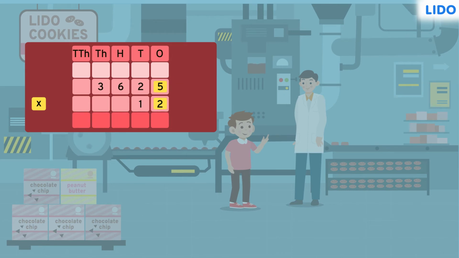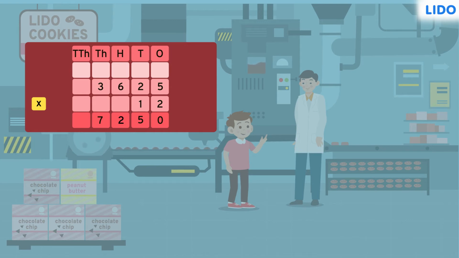5 multiplied by 2 is 10. So we write 0 in the ones place and carry over 1 to the tens place. 2 multiplied by 2 is 4 plus the 1 we carried over gives us 5. 6 multiplied by 2 is 12. We write 2 below in the hundreds place and carry over 1 to the thousands place. 3 multiplied by 2 is 6 plus the 1 that we carried over, that's 7.